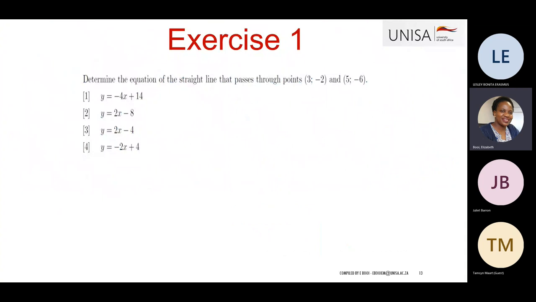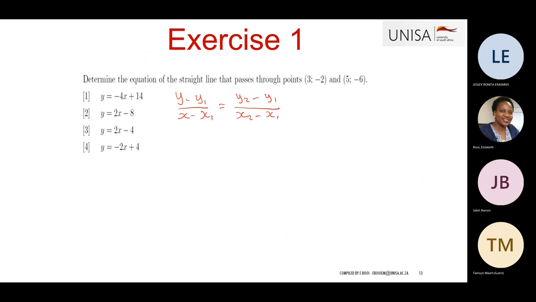Here is your first exercise. Determine the equation of a straight line that passes through these points. I will graciously write you the formula: y minus y1 divided by x minus x1 equals y2 minus y1 divided by x2 minus x1. Let me know when you're done. I'll give you 5 minutes to try it out.